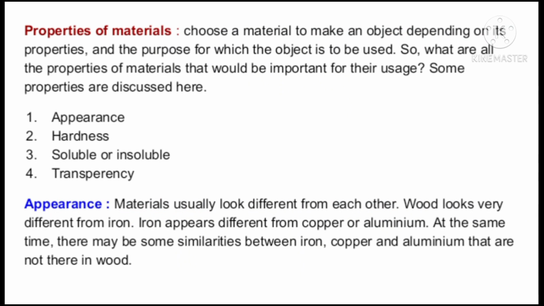So, properties of materials. We choose a material to make an object depending on its properties and the purpose for which the object is to be used. So are all the properties of materials important for their uses? Yes. Every property is important for their use. That means every material can be used for a different purpose on the basis of its properties only.